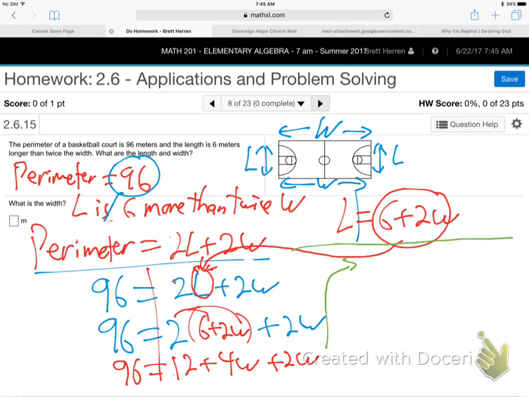So what do we have? We have 96 equals 12 plus 6W. Can I combine the 4W and the 2W to make 6W? W is saying I want to be alone. So what do we do to get W alone? Yeah, subtract the 12.